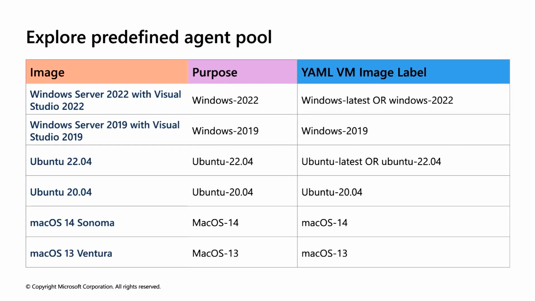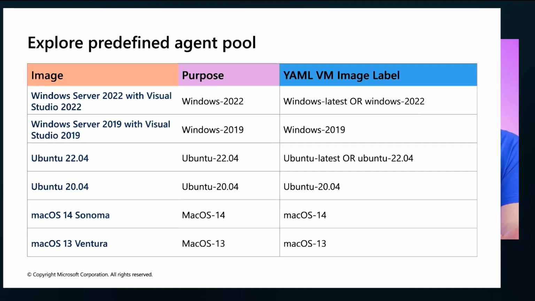Azure DevOps offers a variety of Microsoft-hosted agent pools covering common operating system images: Windows, Ubuntu, and macOS, so you can match your pipeline's needs without managing the machines yourself. The key idea is that teams can pick a ready-to-use VM image by label in YAML, run builds and tests, and move on. No setup, patching, or cleanup required.